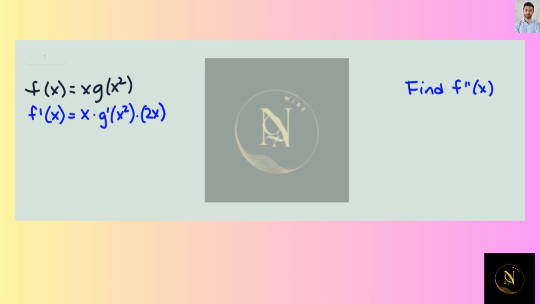So far we have half the product rule done. We have the first times the derivative of the second. Now we have plus the second, g of x squared, times the derivative of the first, which is just 1. The derivative of x is 1. Okay, let's simplify that a little bit. So we have 2x squared times g prime of x squared plus g of x squared. And we're going to find the derivative of this, and that will be our second derivative.